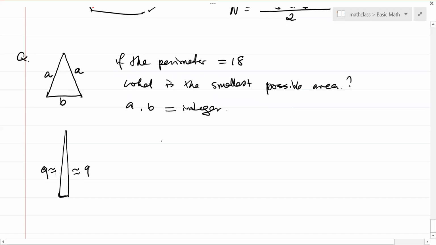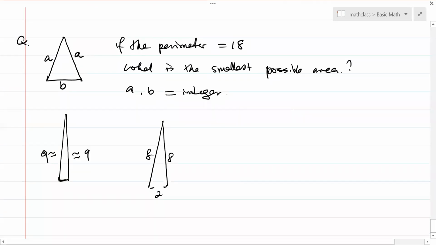Based on experience, you try to make the base as small as possible, right? And then both sides must be integers. So the next level of this will be 8 and 8, and the base should be 2. All right. So then, are you able to calculate the area?